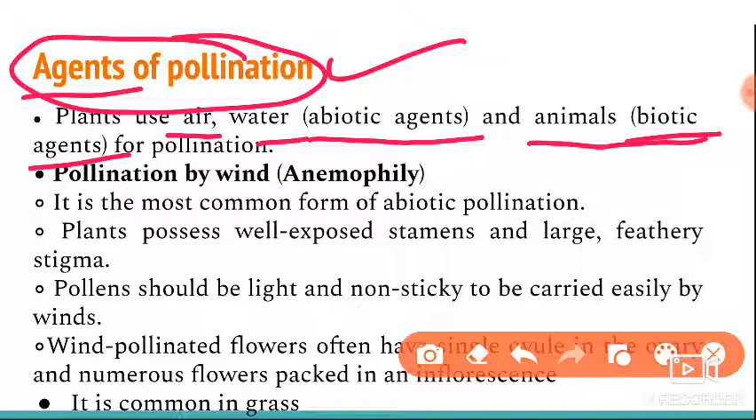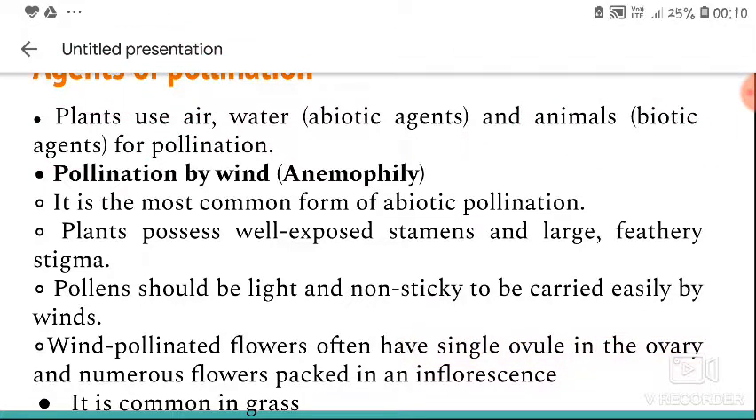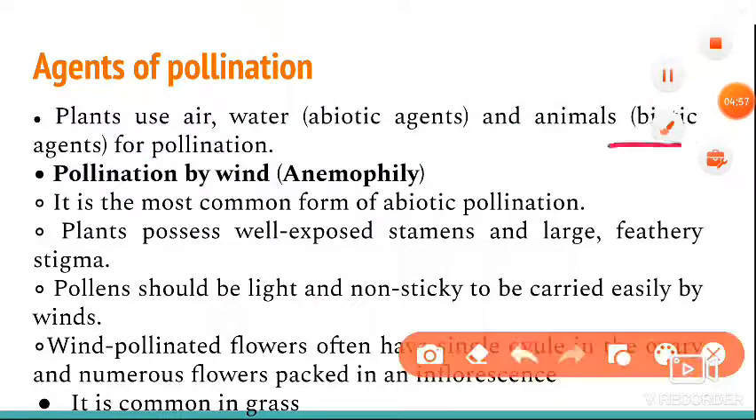And coming to the biotic agents, here we can find the animals. Majority here we can consider insects. Insects are the best example for biotic, and so many animals are involved, but still majority of biotic agents are insects involved in the pollination. That we'll study in the next session. And among these two, abiotic and biotic, plants mainly prefer biotic agents.